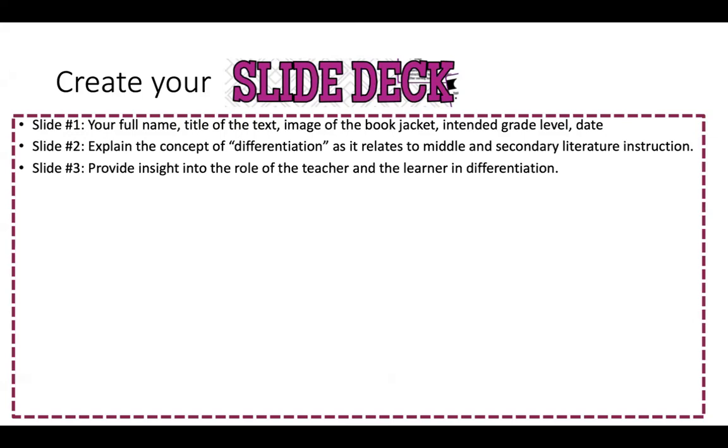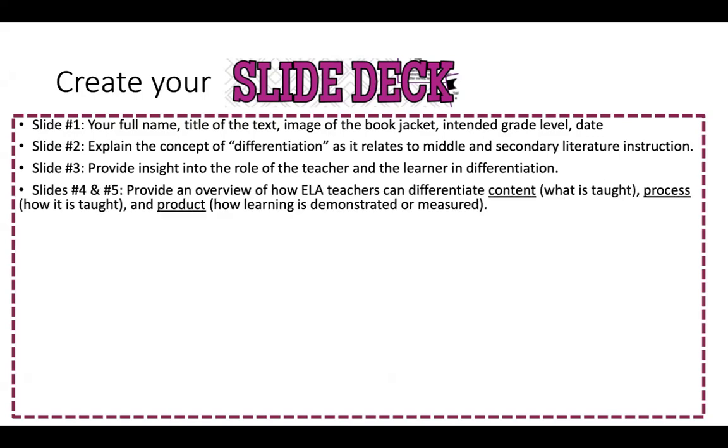Slide number three, you need to provide some insight into the role of the teacher and the role of the learner in differentiation. Slides 4 and 5, this is where you're going to provide an overview of how you as an English teacher can differentiate three things: the content, that's what is being taught, the process, how it's being taught, and the product, how you're going to measure that, how you're going to assess what was that final outcome.